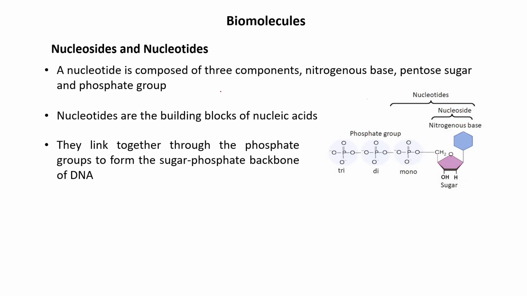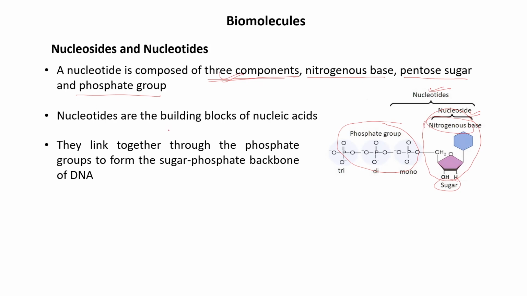A nucleotide is composed of three components: nitrogenous base, pentose sugar, and phosphate group. If you see in the figure, when the sugar molecule and nitrogenous base are joined together, it forms the nucleoside structure. Now when this nucleoside is joined with the phosphate group, it forms the nucleotide structure. That is why a nucleotide is made up of three components, and a nucleoside is made up of just two components: sugar and nitrogenous base.